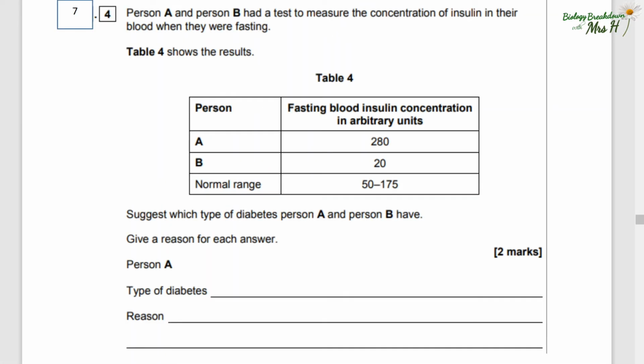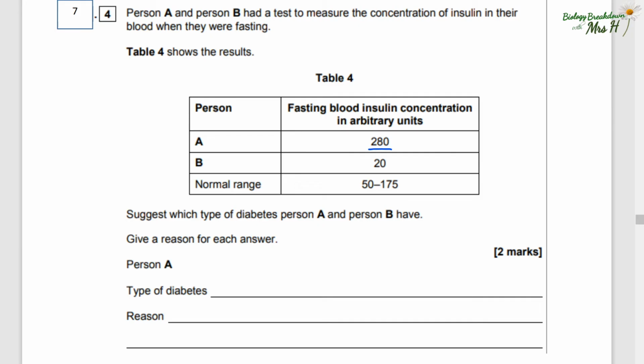Person A and person B had a test to measure the concentration of insulin in their blood when they were fasting. So person A has quite a high concentration of insulin and person B doesn't really have enough. And you look at the normal range, person A is above the normal range and person B is below the normal range. So we have actually got 2 different types of diabetes going on here. Suggest which type of diabetes person A and person B have. Give a reason for each answer.